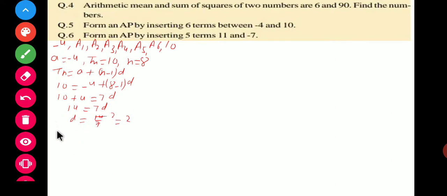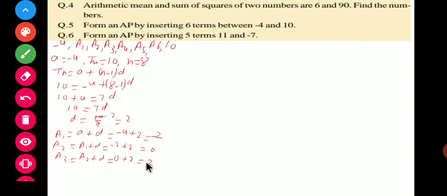Now we can find the terms. So a1, how much? It is a plus d. a is -4 and d is +2. So we get -2. -2 is your first number. Now second number, it is a1 plus d. So it is -2 plus 2, that is 0. And what about a3? It is a2 plus d, that is 0 plus 2, and it is 2.